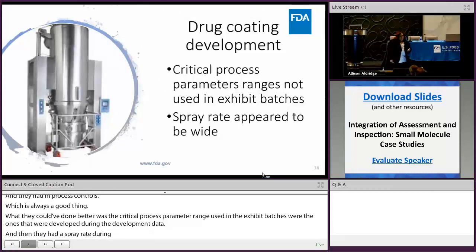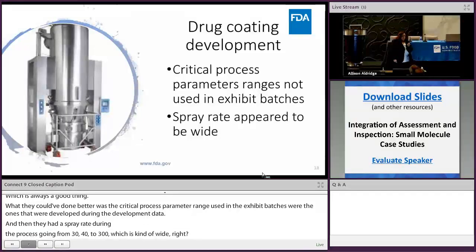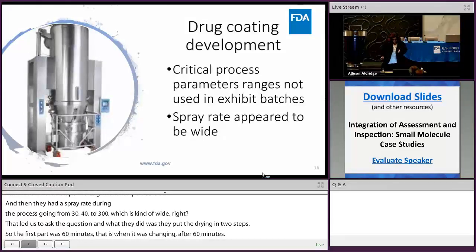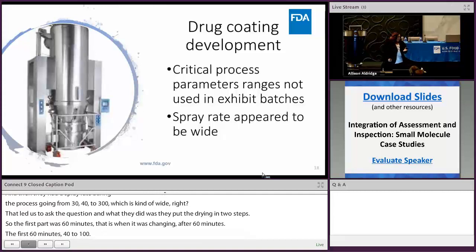And so what they did was they put the drug coating on in 2 steps. So the first part for 60 minutes, because that's when it was changing after 60 minutes. The first 60 minutes was like 40 to 100. Then the second 60 minutes was like 100 to 300. And they did another couple of batches to show that it worked.